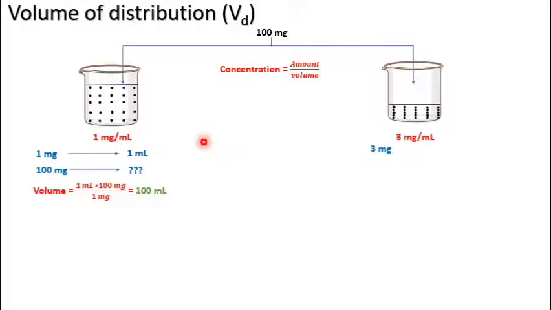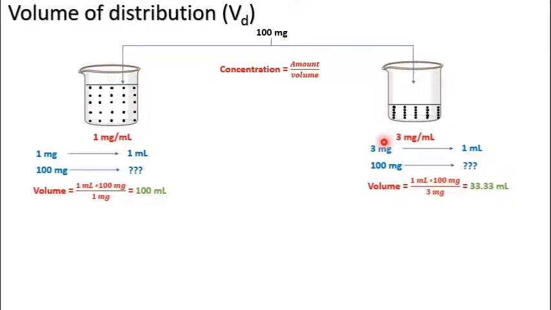In the other beaker there is 3 milligrams per 1 milli, and by the same cross multiplication we would find that we have 33.33 millis of water. So the water here is more than the water here. So this is less concentrated than the solution in this beaker.